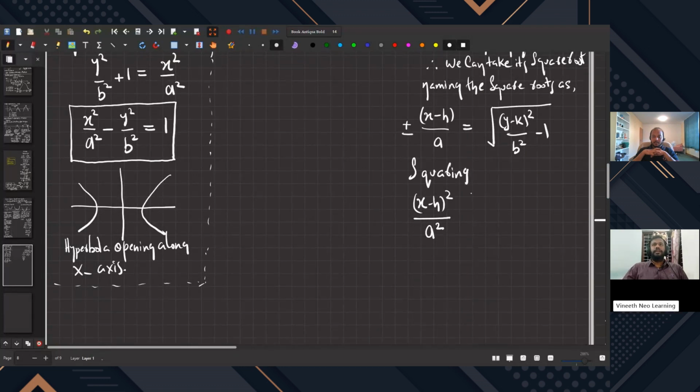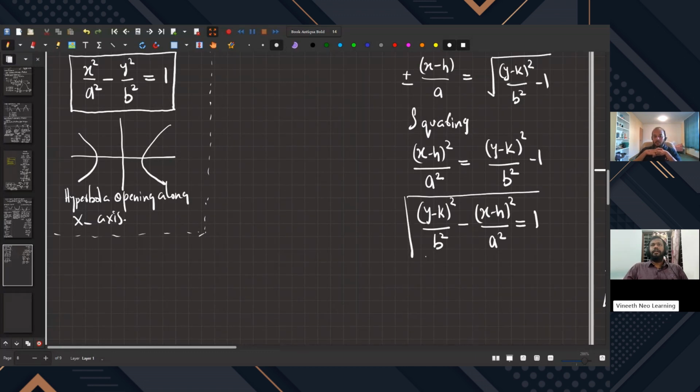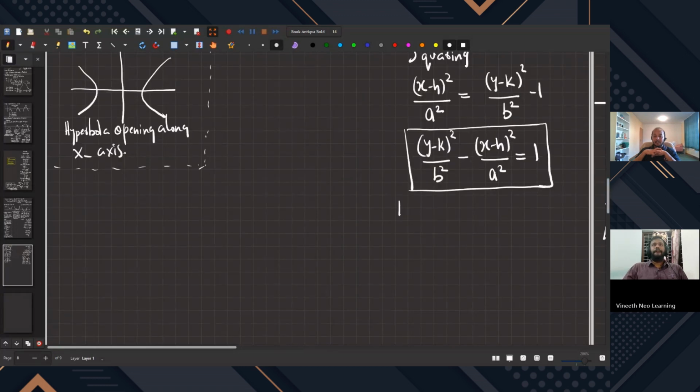Okay, squaring, we get x minus h whole squared over a squared equals y minus k whole squared over b squared minus 1, and rearranging we get y minus k whole squared over b squared minus x minus h whole squared over a squared equal to 1. This is a hyperbola opening along the y-axis and centered at h, k.